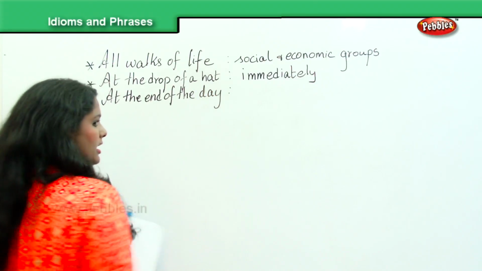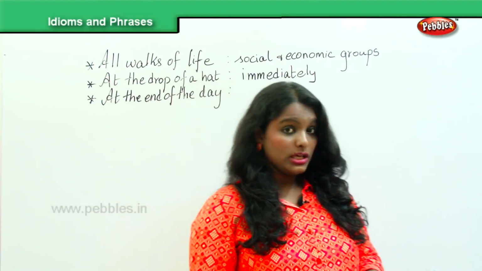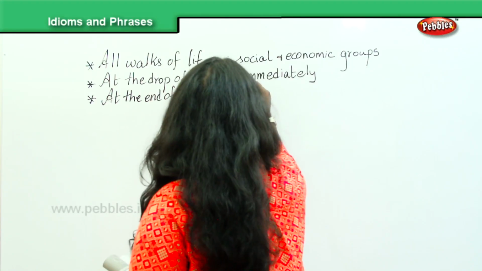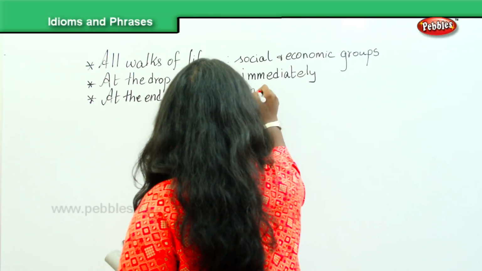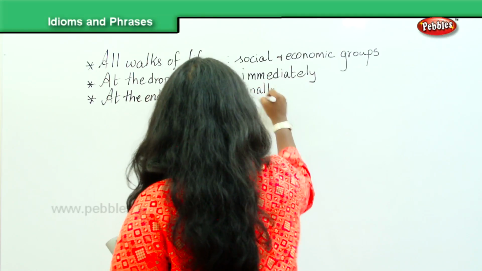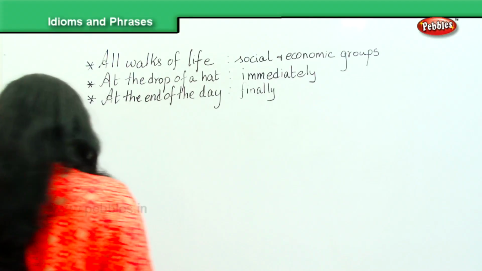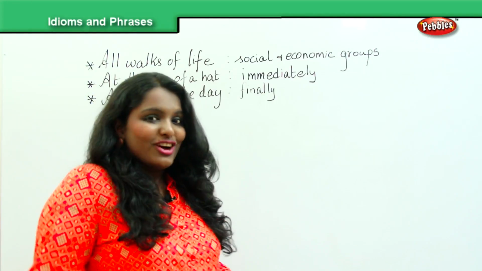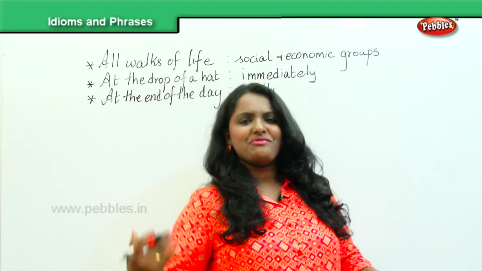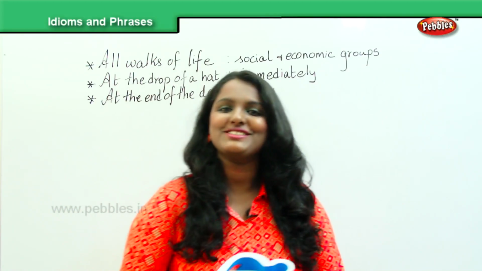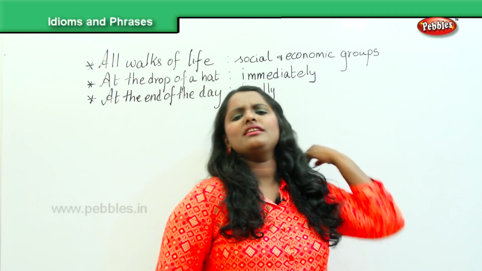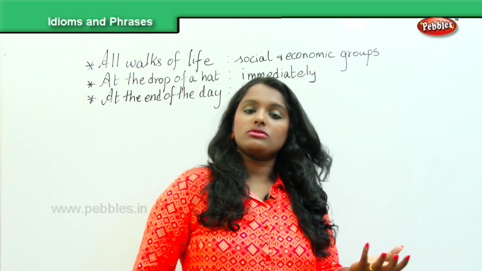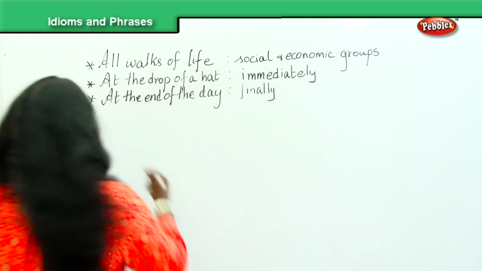At the end of the day. That doesn't mean any evening or night. At the end of the day means finally. Okay, so let me give an example. At the end of the day, the rich get into better colleges. So that doesn't mean every evening the rich people get into colleges, okay? That means that finally the rich people are able to afford well-renowned colleges, right?